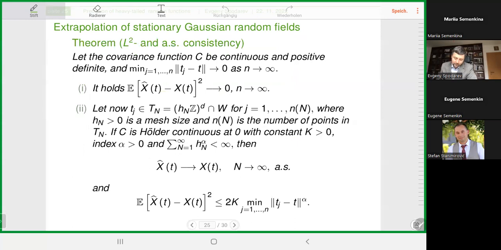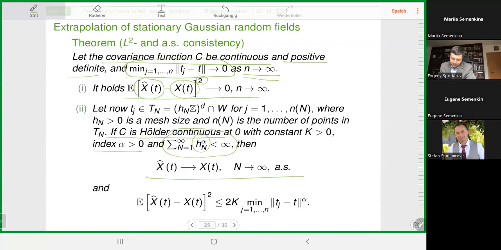Let me just go further and say that, under the assumption that the covariance function is continuous and positive definite, we also have the so-called consistency. This means that if the set of our observations becomes dense and depends on n, so we have a dense lattice, then our prediction converges to the unknown value in the L2 sense, for instance, or even almost surely. But for the almost sure convergence, we also need additional assumptions, like C must be Hölder continuous with index alpha, and the mesh sizes of the lattices must converge to zero very fast, and so on.